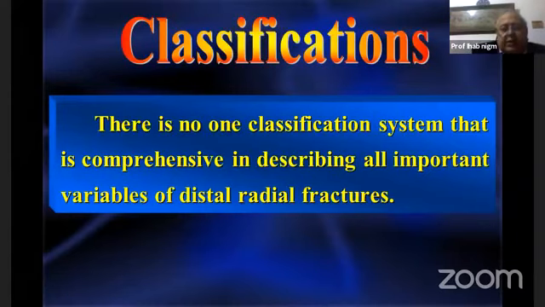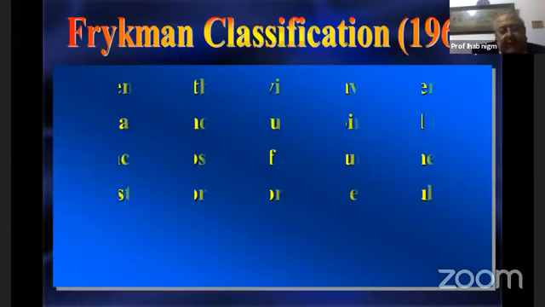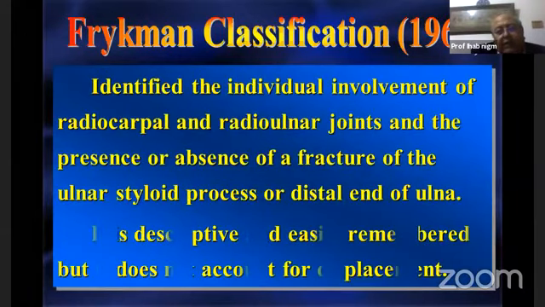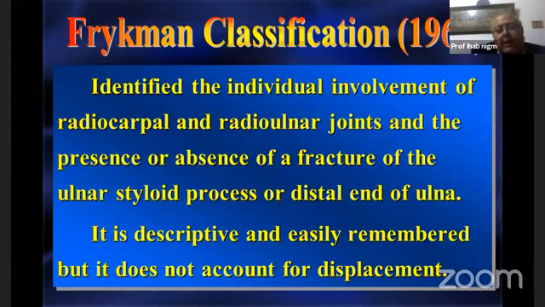Classification. There is no one classification system that is comprehensive in describing all important variables of distal radial fracture. Frykman classification, 1967, identified the individual involvement of radiocarpal and radioulnar joints and the presence or absence of a fracture of the ulnar styloid or distal end of ulna. It is descriptive, easily remembered, but it doesn't account for displacement.